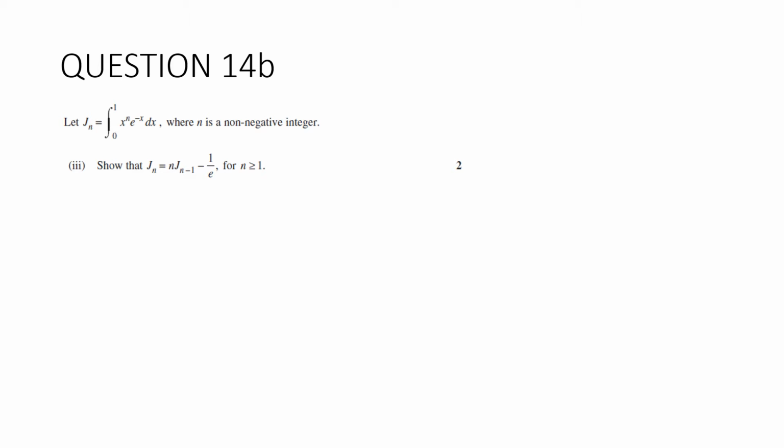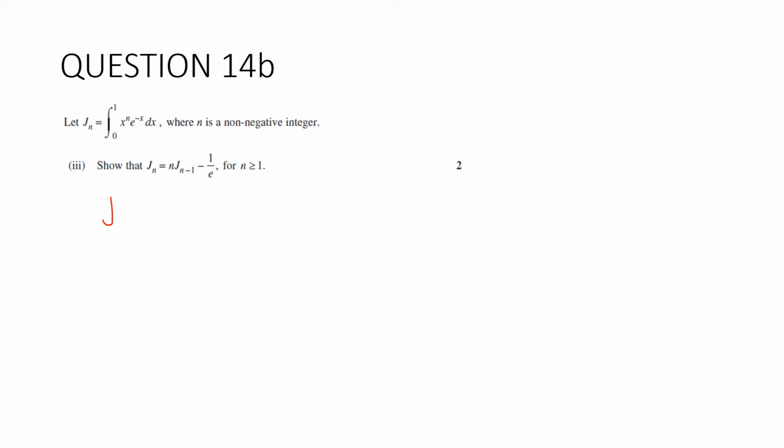Part 3, show that Jn is equal to n Jn minus 1 take away 1 on e for n greater than or equal to 1. Now this is a really good example of good exam technique. If we can do part 2, this is a relatively easy question just involving integration by parts. So skip part 2 and move on to part 3.